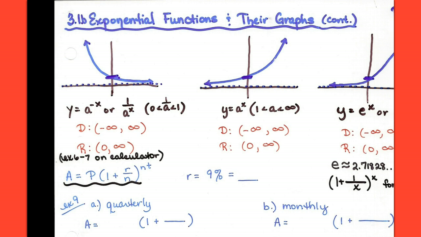So we should be able to graph e to the x by hand. We should be able to do horizontal and vertical shifts, and we should be able to reflect it, but if it's something more elaborate like we just saw there in example 7, then we'll throw that into our calculator.